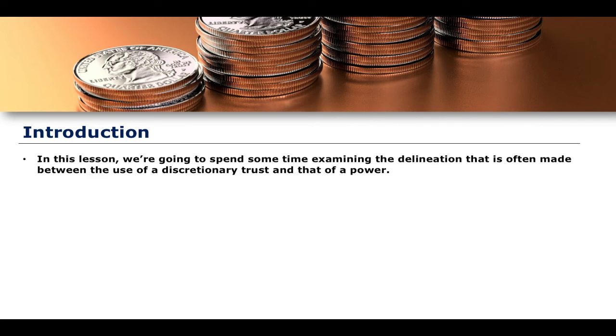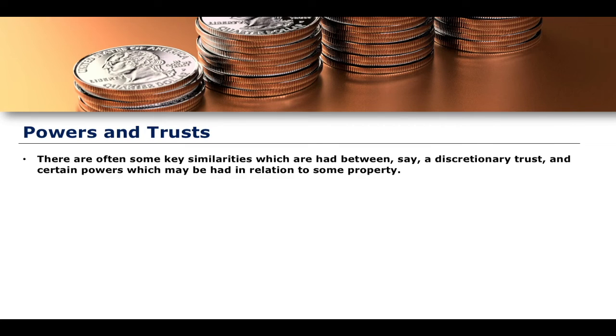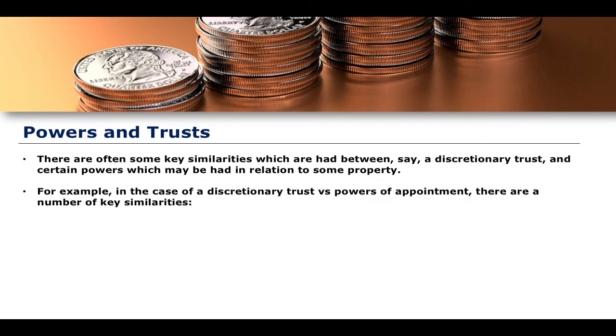So essentially in this lesson, we're going to spend some time examining the delineation that is made between the use of a discretionary trust and the idea of a power. And the reason why this is important is because sometimes you can look at a trust instrument, or a problem question, and you might struggle to clearly delineate between what a discretionary trust is and what a power is. And so the point here is to have a look at this in more detail. There are a lot of similarities between the discretionary trust and certain powers which can exist in relation to property which is being held on trust. It's not all powers, of course, but in certain circumstances you can see a trust power that is very similar to a discretionary trust.